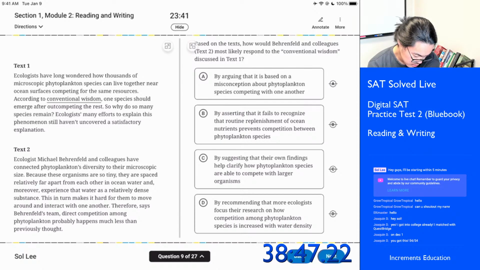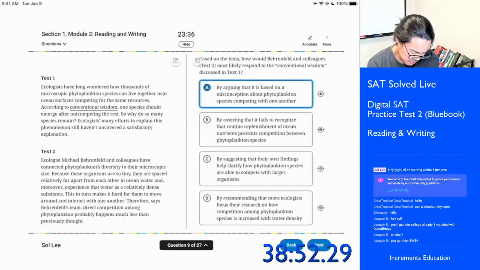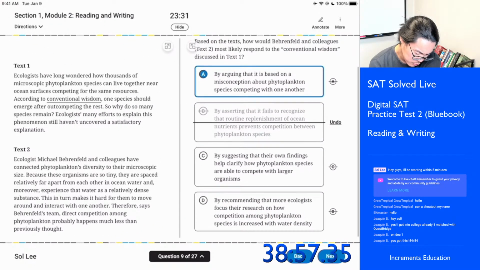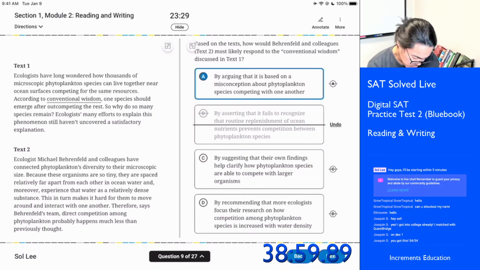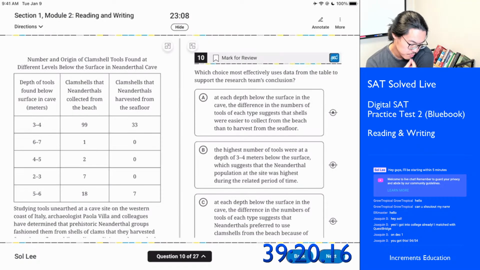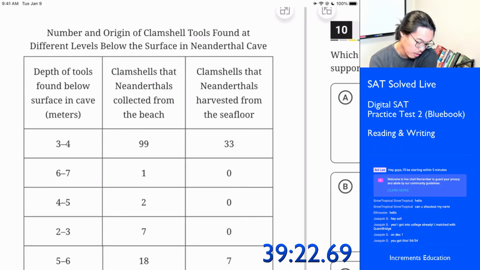By arguing that the misconception fails to recognize routine replenishment of nutrients? No. Their own findings, I don't think that's correct. Larger organisms is off topic. Focus the research on increased water density? No, that's definitely wrong. So yeah, the misconception is that they're actually very far from each other. They're not actually competing at all. Okay.